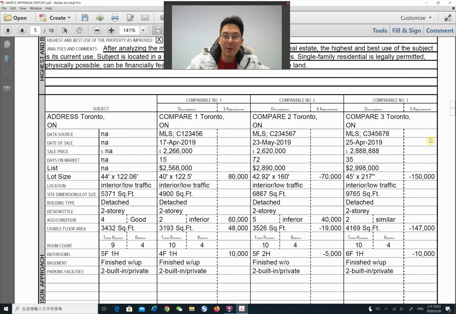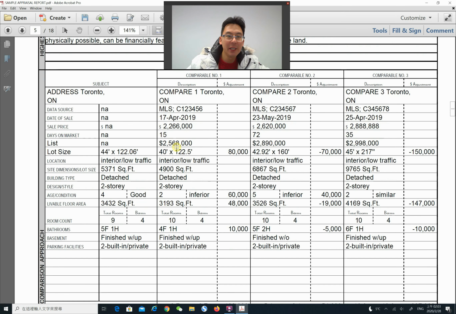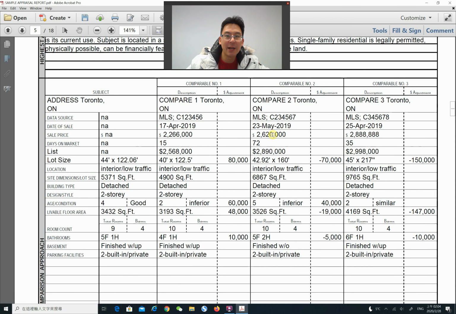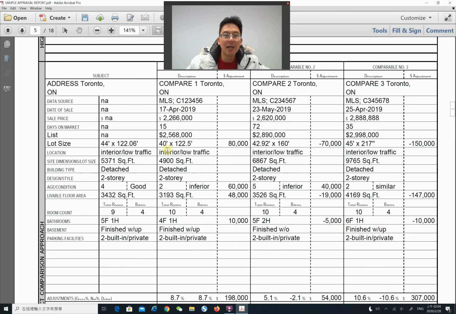So this is another big page that most people spend a lot of time reading. So this is the comparison. Generally speaking, they usually have 3 comparisons or more, usually no less than 3. So this is the subject property, the address, how big it is, and all that. So the first comparable sold for $2.2 million. But they have a smaller lot. So if it's a smaller lot, it should be cheaper.